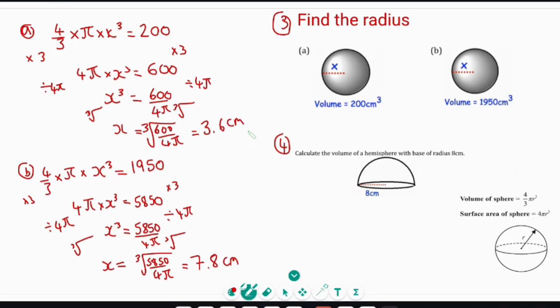Okay, in question 4, calculate the volume of the hemisphere with base of radius 8 centimetres. The hemisphere is half of a sphere. So we've got 4 over 3 times pi times 8 cubed, which would give us the volume of the whole sphere. Just going to work that out first.